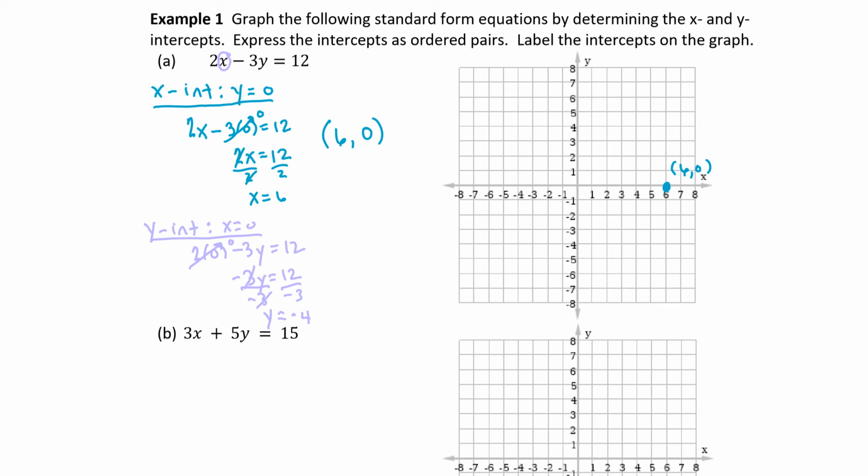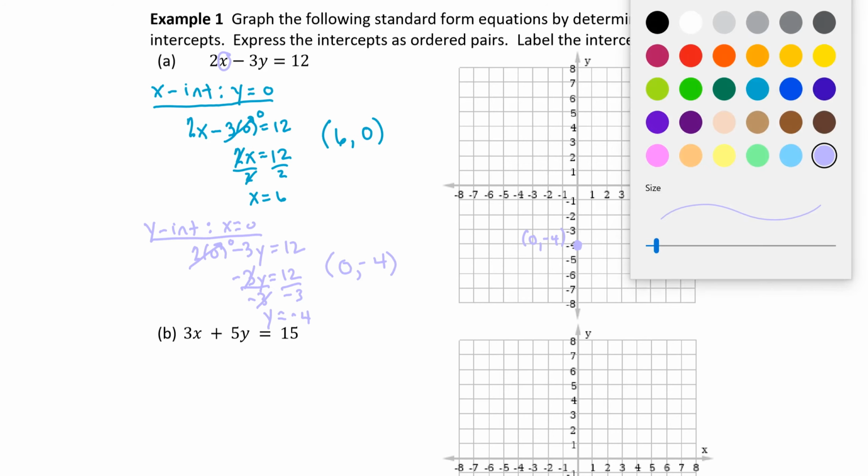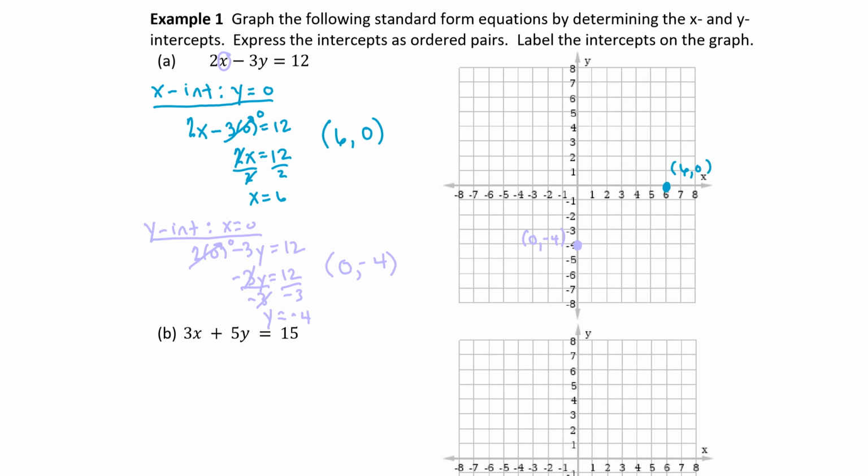Officially, we'll express this as an ordered pair. We set x equal to 0, and we found y equals negative 4. So on the graph, we'll plot the point 0, negative 4 on the y-axis. Now, it only takes 2 points to determine a line. So once I have my 2 points plotted, I can carefully connect them with the straight line, and we'll have the line graphed. Now, if you're working at home, I strongly recommend using a ruler here.